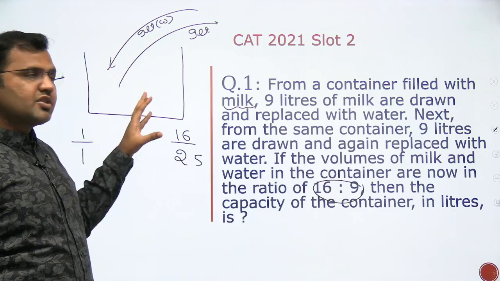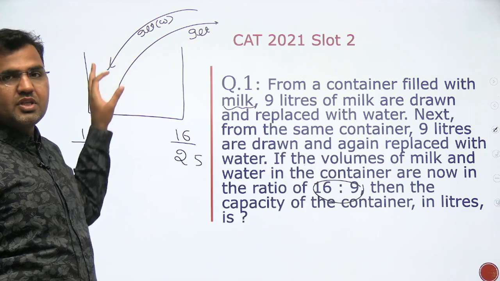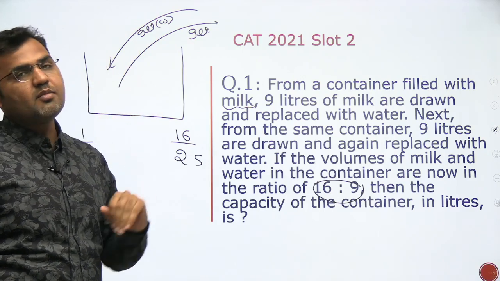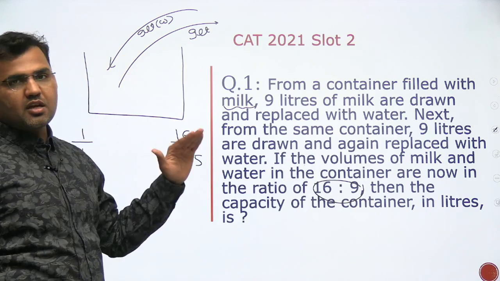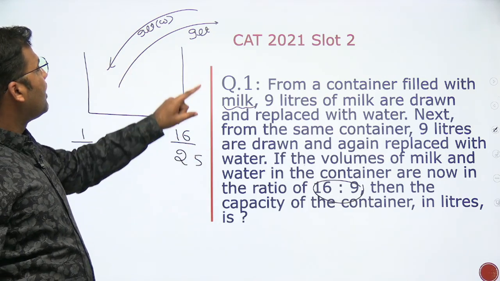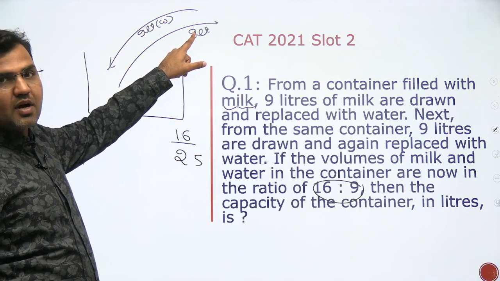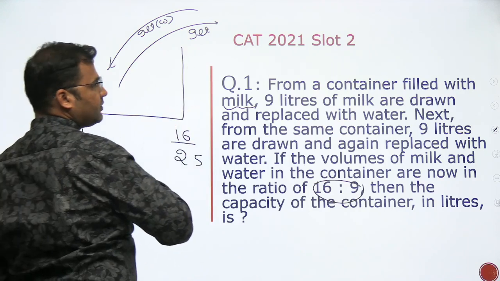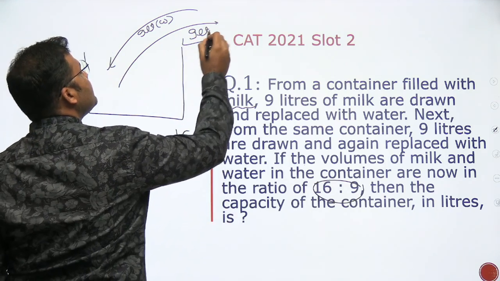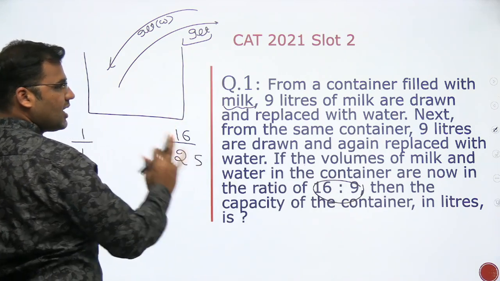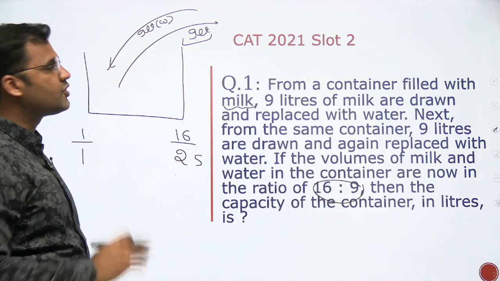Okay, and mixture and solution says ki every time you do this removal and replacement, milk ka decrement jo hoga, wo successive decrement hoga by a percentage that depends on this solution, this quantity as a part of the whole solution. Matlab ye pura content, ye 9 liter pure solution ka jo percentage banega, us percentage se milk ka decrement hoga every time you are doing this operation.